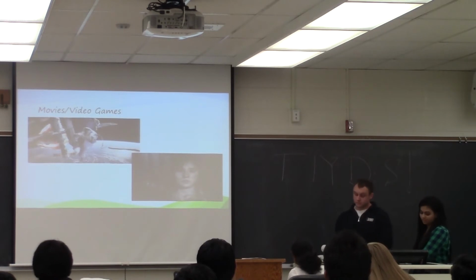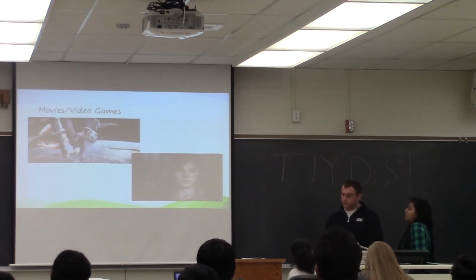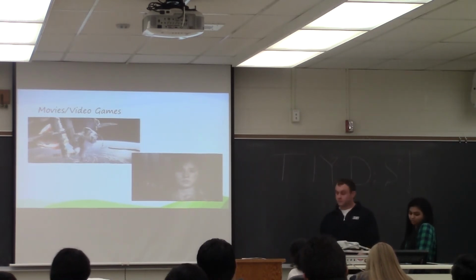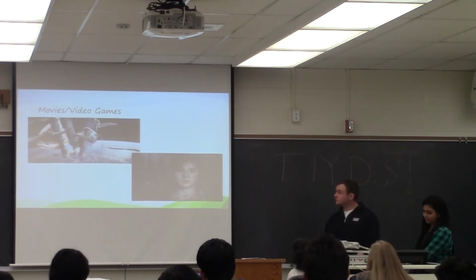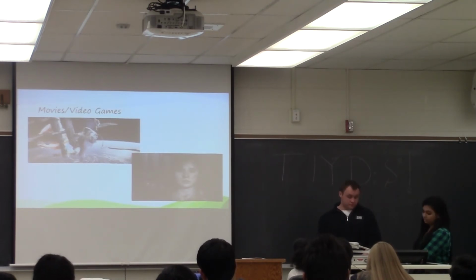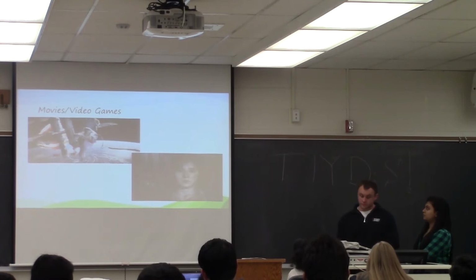Movies and video games. Using CGI, visual effects can be achieved effectively, and movie makers can also create characters in the movies, and they can replace stuntmen for certain special effects too.